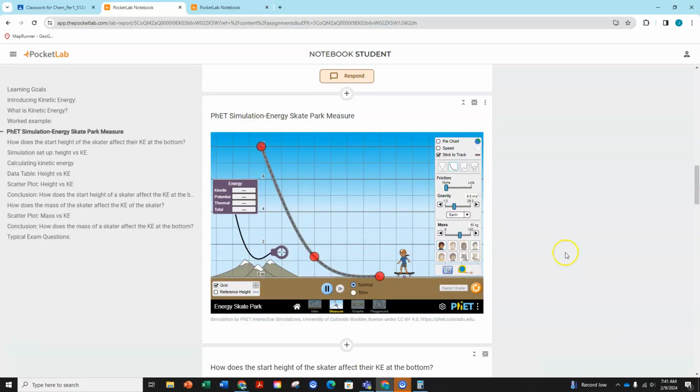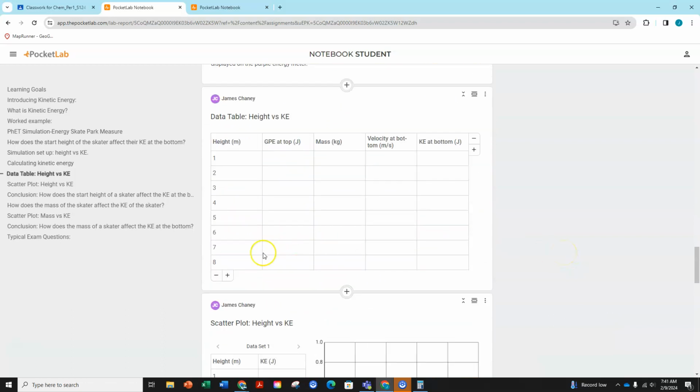So let me show you the table we'll be filling in. We're going to be doing height 8, 7, 6, 5, 4, all the way to 1. So all those different heights we're going to do. The gravitational potential energy, that's what GPE stands for, at the top, it goes there.